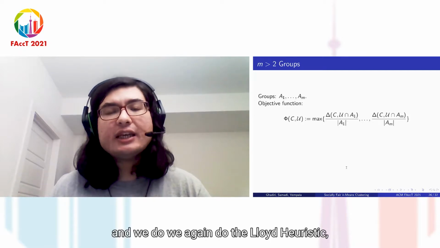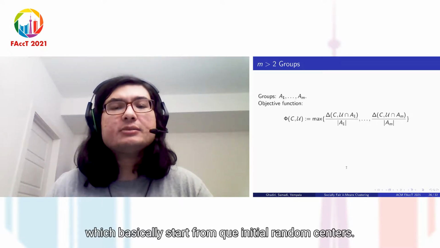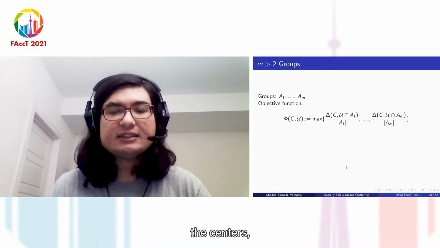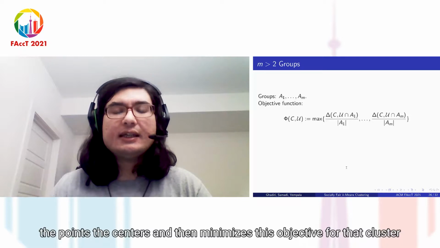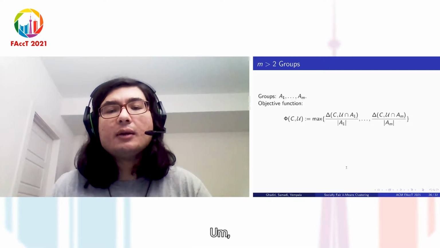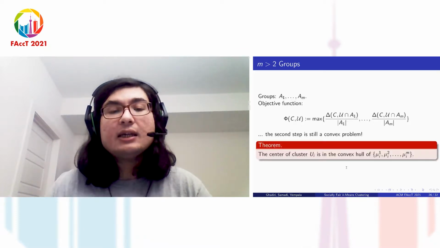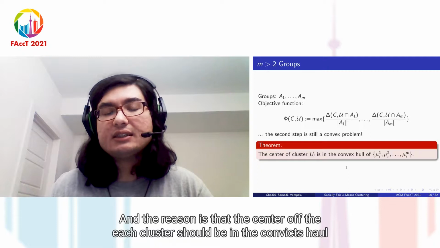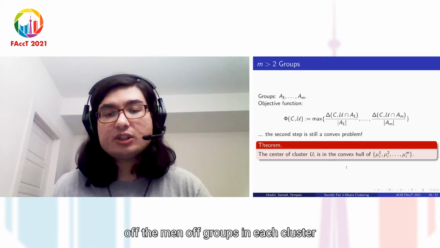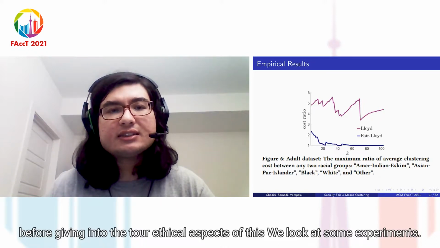And we again do the Lloyd heuristic, which basically starts from k initial random centers, then it does a two-step process which assigns the points to the centers, and then minimizes this objective for that clustering, and so on and so forth. Again, the second step of this process is a convex problem. And the reason is that the center of each cluster should be in the convex hull of the mean of groups in each cluster. Before delving into the theoretical aspects of this, we look at some experiments.